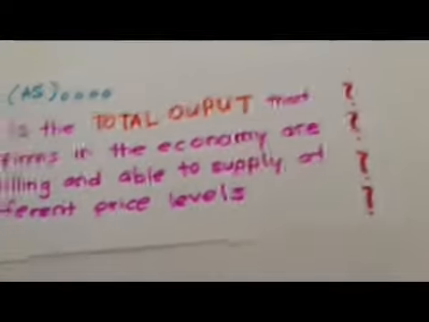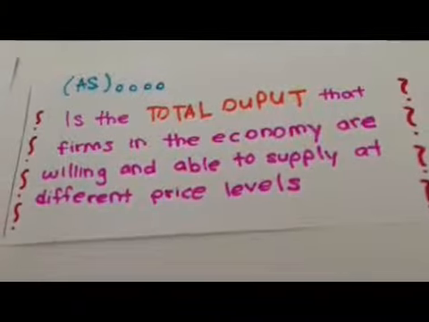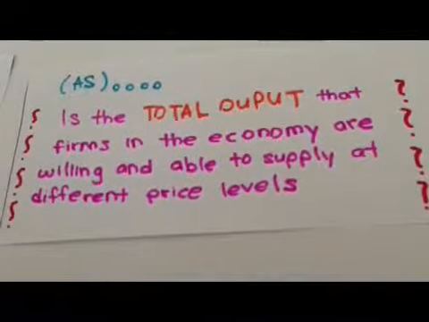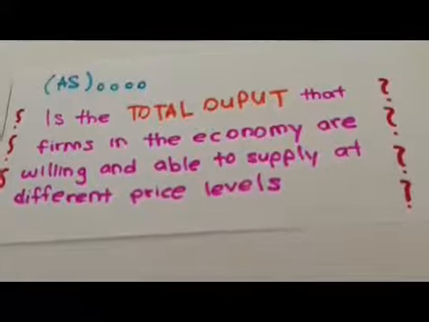Whereas AS refers to the total output that firms in the economy are willing and able to supply at different price levels. So now, let us examine the different factors that contribute to the increase in AD.